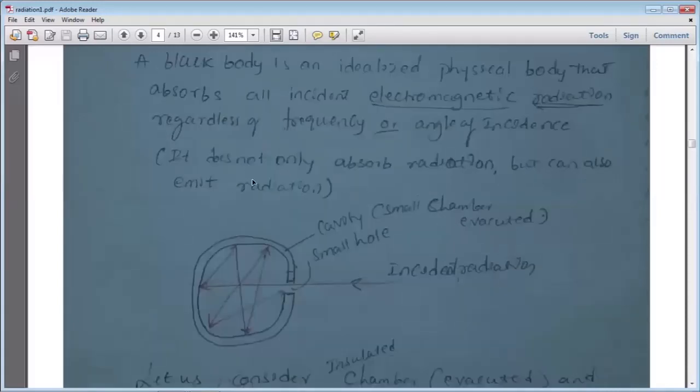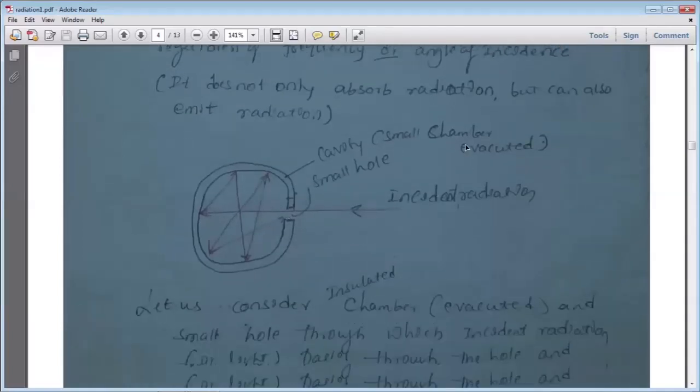Okay? In nature, there is no true black body, but we need to explain the concept of the black body. In many years of question papers, they ask what is the concept of the black body, and what is the black body. Understand? So we need to discuss the concept of the black body.